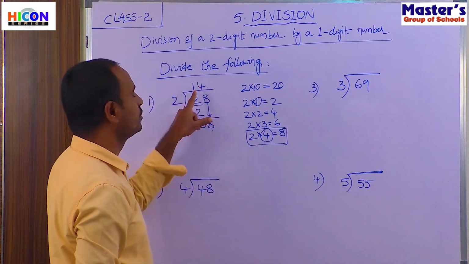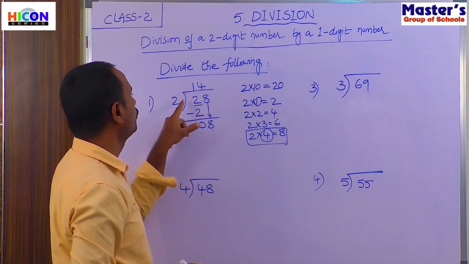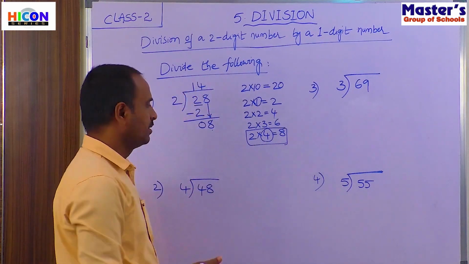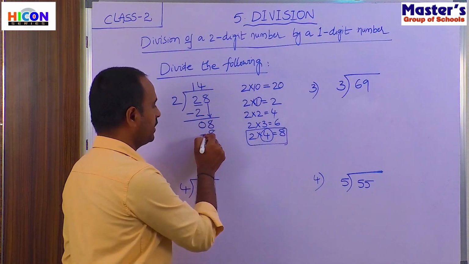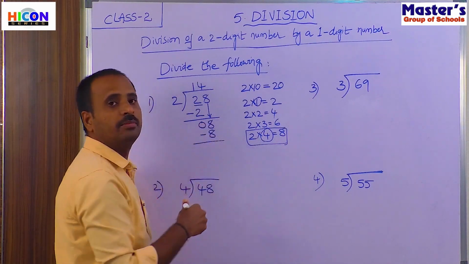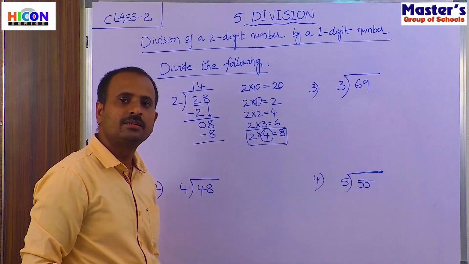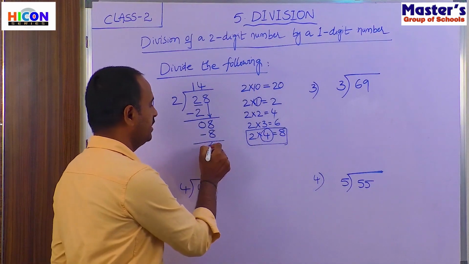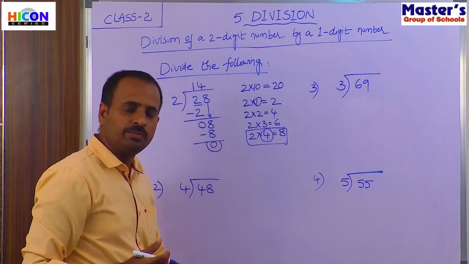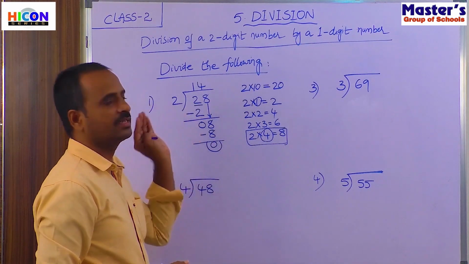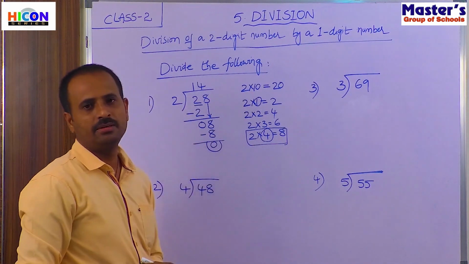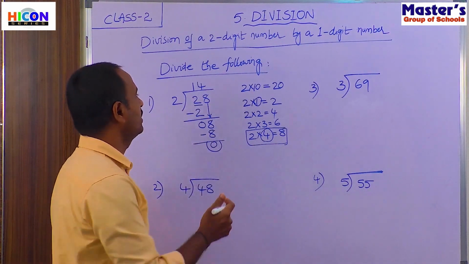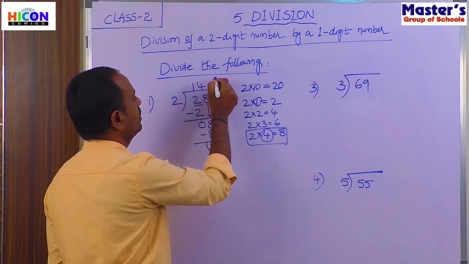Now multiply these two. That is 2 into 4. 2 4s are 8. Write the product below the second digit and subtract. Children, how much is 8 minus 8? 0. Now the division is completed, and there are no more digits in the dividend. So the division is complete. What is the answer here? The answer is the quotient, 14.